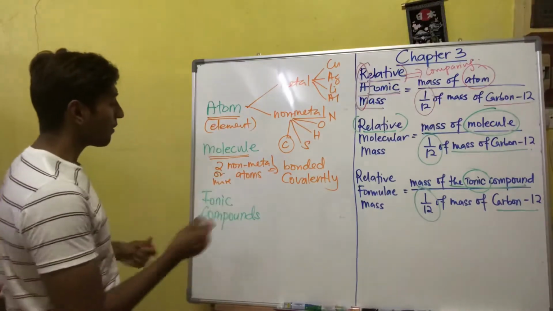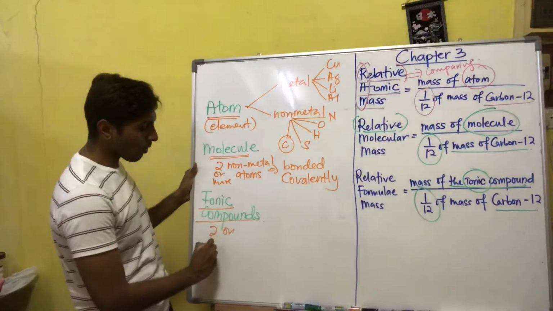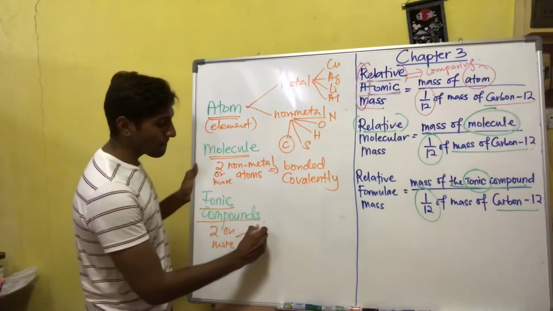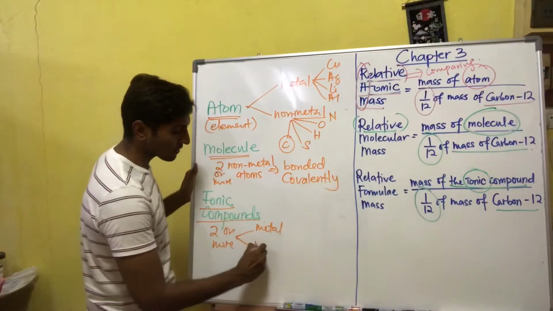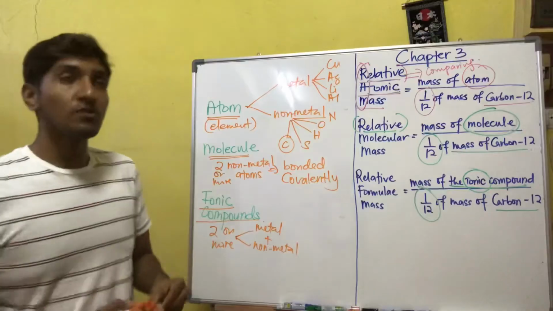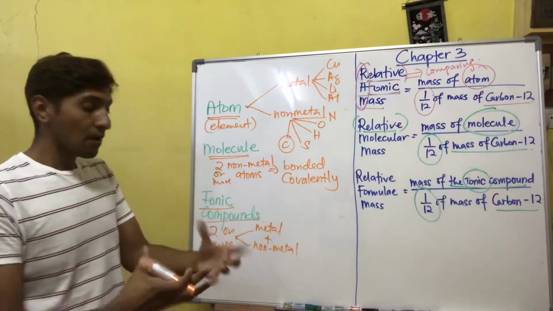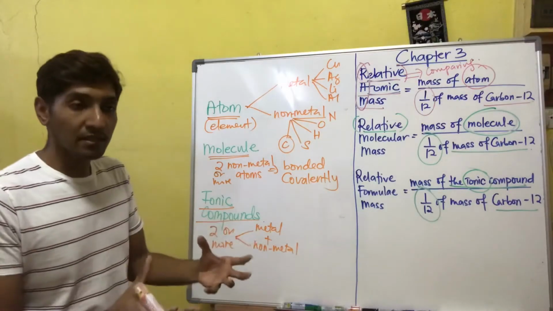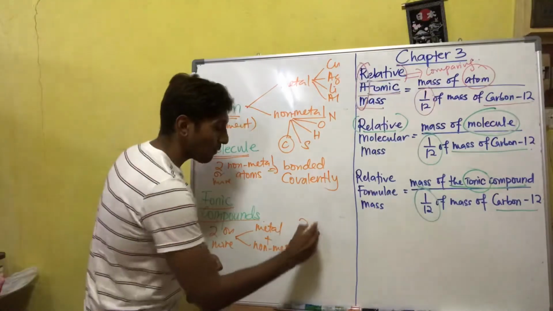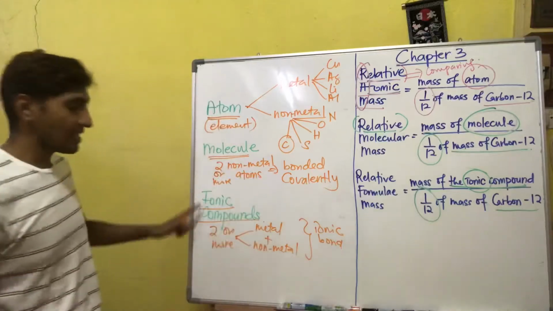Okay, what about an ionic compound? An ionic compound is when you have two or more atoms in combination, so a combination of metal and non-metal together. Usually when one metal atom is bonded with several non-metal atoms, could be one, could be two, could be three, and the bond is an ionic bond, that is what we call an ionic compound.